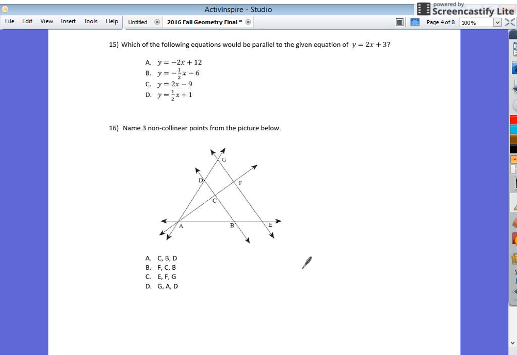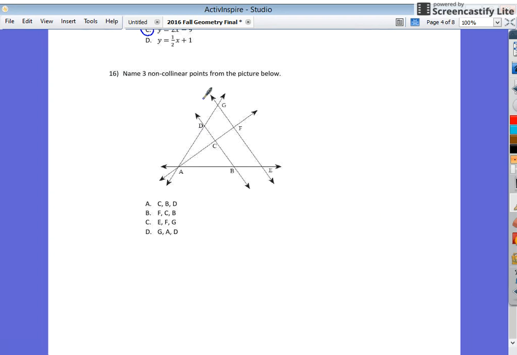Guys, on number 15, it says, which of the following equations would be parallel to the given equation? Remember, parallel means same slope. The slope of this equation is 2. So we need an equation over here that also has a slope of 2, and the only one that has a slope of 2 is C.